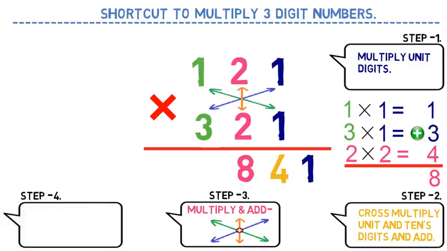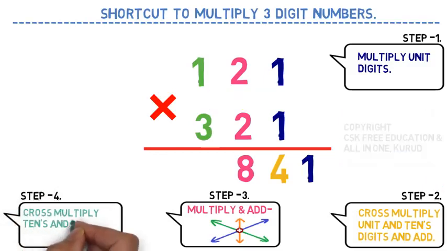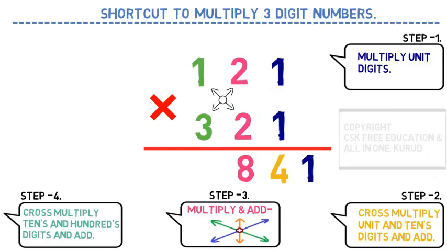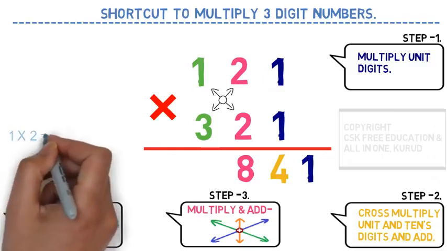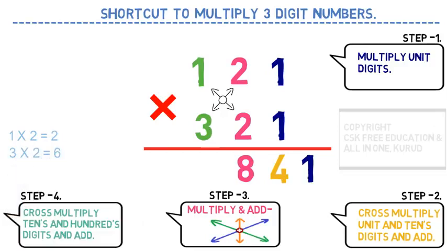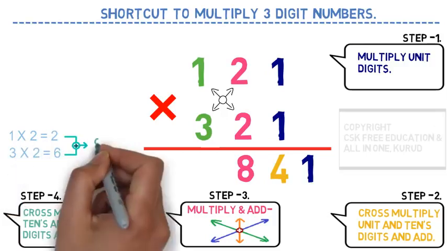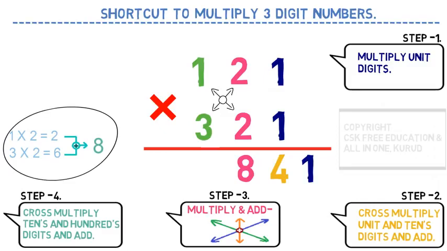Now let's move on to step 4. Step 4 is multiplication of tens digit and hundreds digit. So we have 1 and 2. 1 into 2 is 2. 2 into 3 is 6. Addition of 2 and 6 is 8. Now let's write it down.